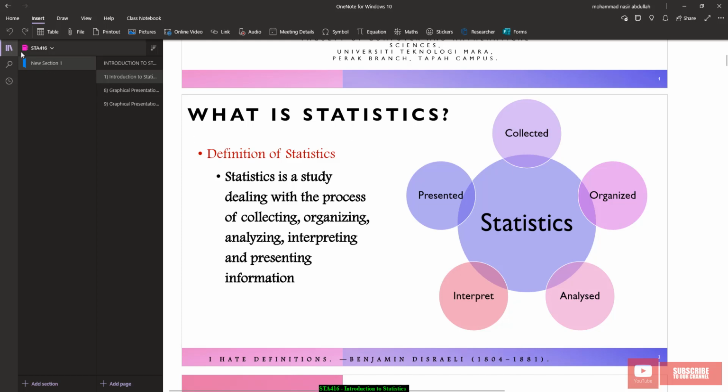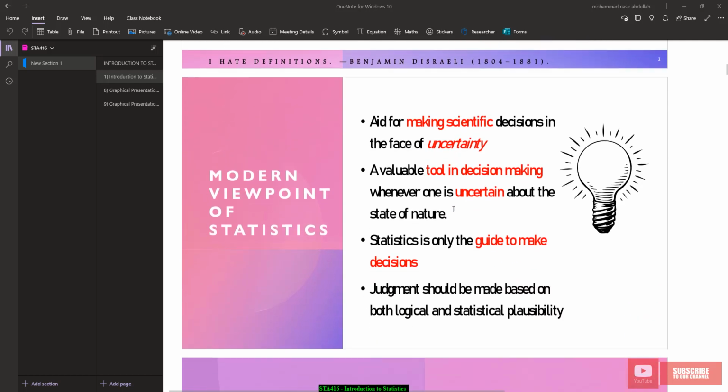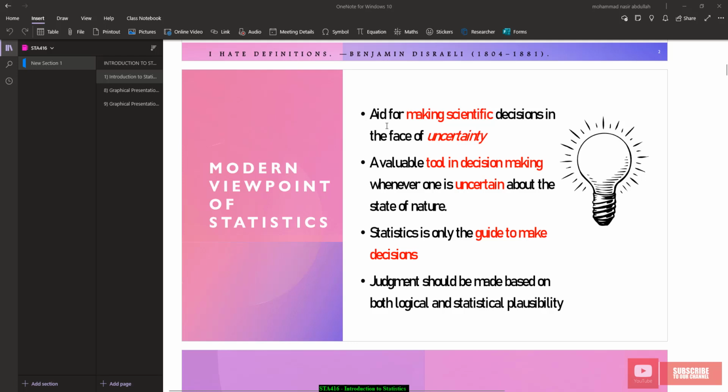So in statistics we have 5 elements. It is how information commonly known as data is being collected, organized, analyzed, interpreted and presented. So these are five important elements that define statistics. Another modern viewpoint of statistics is that it is an aid for making scientific decisions in facing uncertainty, a valuable tool in decision making whenever one is uncertain about the state of nature. And statistics is also only a guide to make a decision, right?